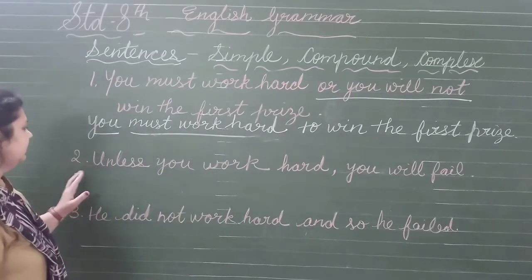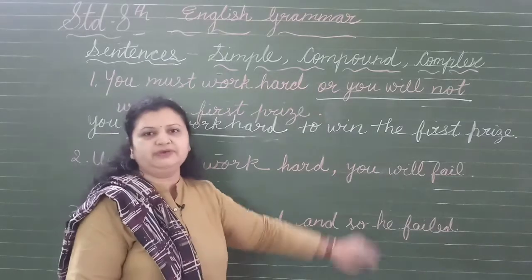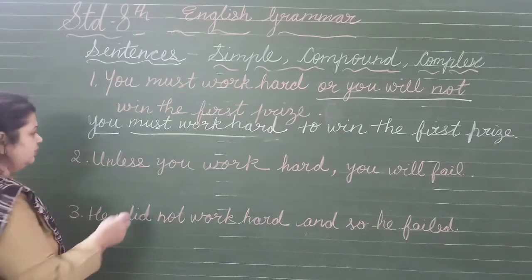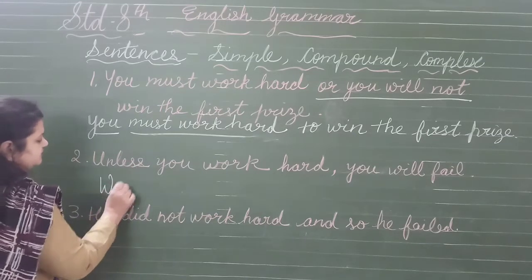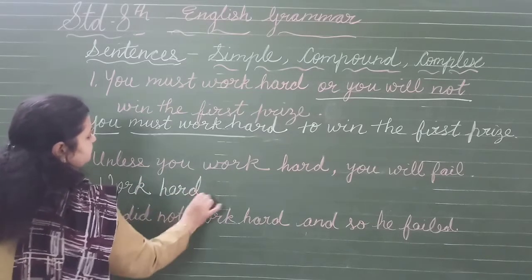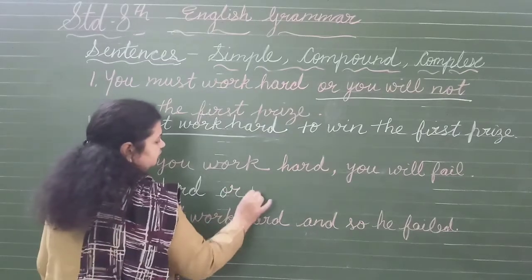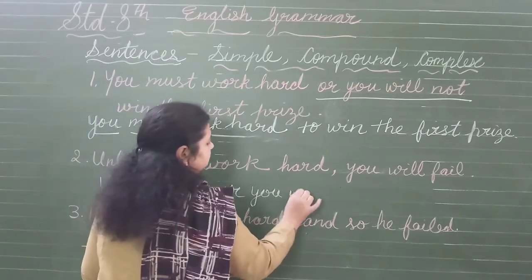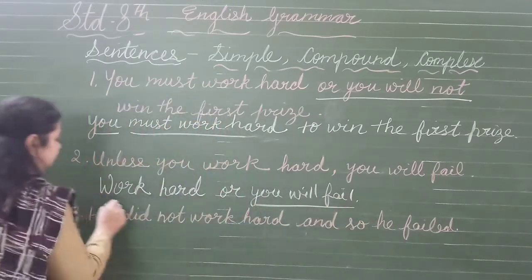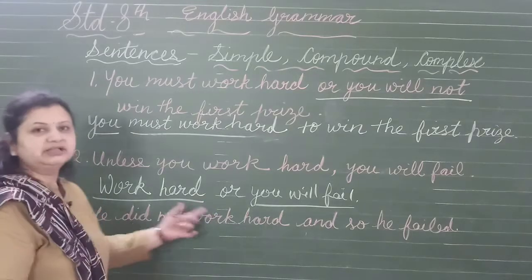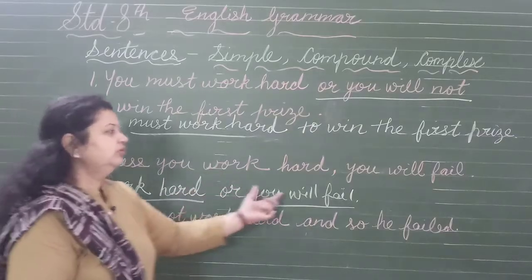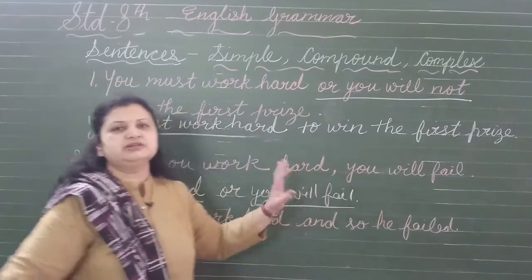Now second, unless you work hard you will fail. Here, what will be the compound sentence? We have to change this sentence into compound. Now make two sentences. Work hard, this is one sentence, or you will fail. So two different coordinate clauses make one sentence, so it is called a compound sentence. Work hard or you will fail. We did not have to change the meaning of the sentence.